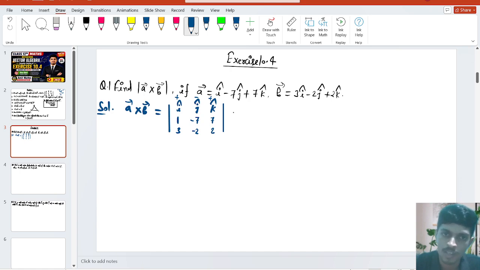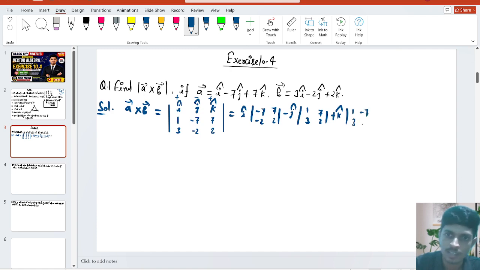Okay, so solve it along R1. So this is plus, so i cap. Removing first row and first column, you get minus 7, minus 2 and 7 and 2. And here minus j cap, removing second column and first row, you get 1, 3, 7 and 2. And this is a plus k cap, removing first row and third column, so you get 1, minus 7, 3 and 2.